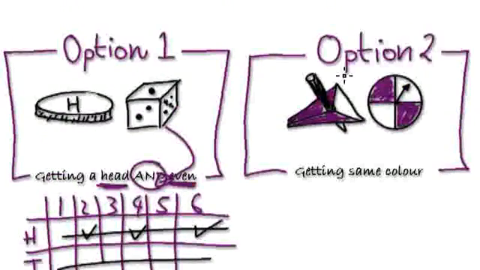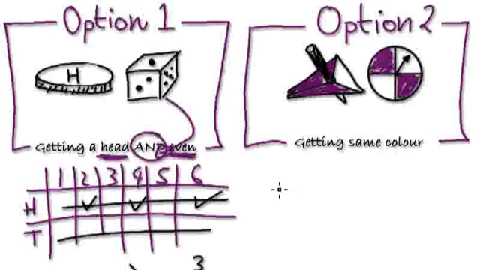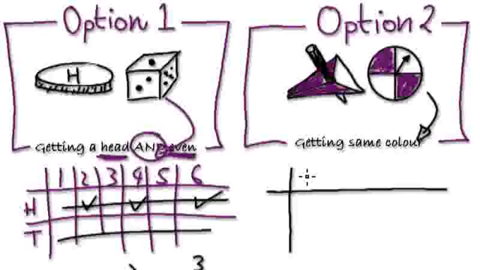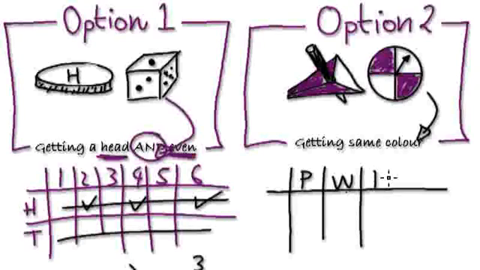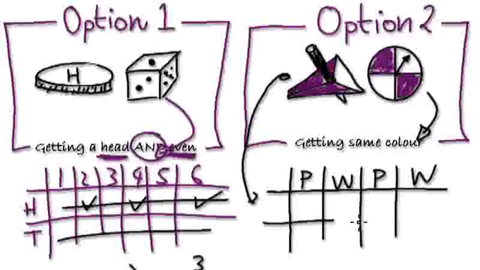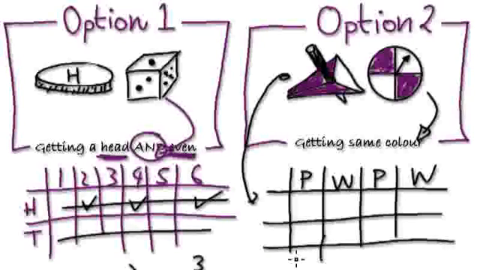Okay, let's look at option 2. Same color. So same color would be, let's represent this one first. That's a row here. So we could have purple, white, purple, white. Now we're going to represent the spinner. There are 3 outcomes. So 1, 2, and then extend these. So with the spinner, it doesn't matter about the order. We could have purple, white, purple. Okay, because there are 3 outcomes here.